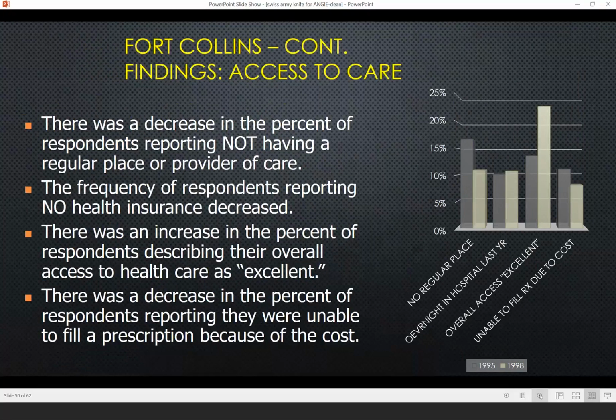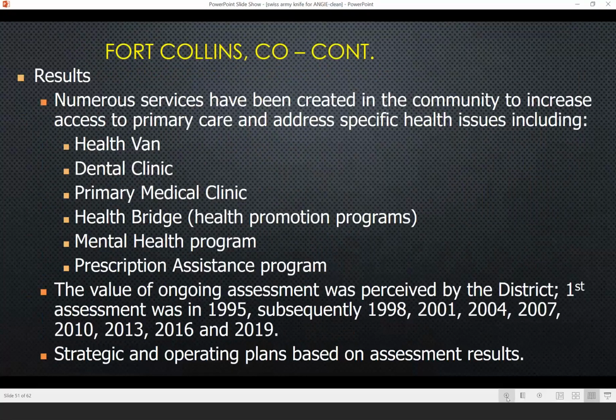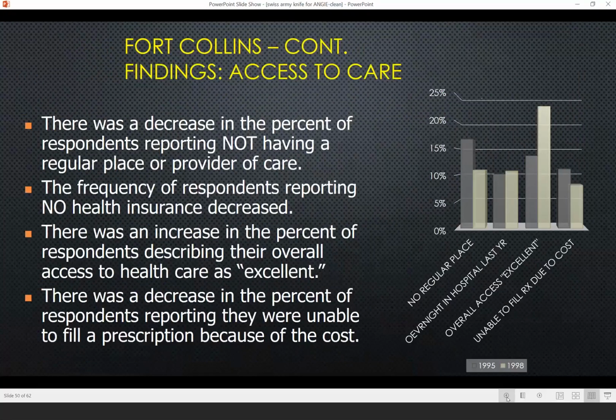Go ahead and skip to the next, because there were some other... Oh, I'm sorry, back up one. Yeah, there we go. So other things that they found were kind of conflicting: there were improvements in people not having a place for regular preventative care. So more people had a place to get care, fewer people had no health insurance, and access to care was better. So these seem to be conflicting. Health status is getting worse, access is getting better. What's going on in this environment?